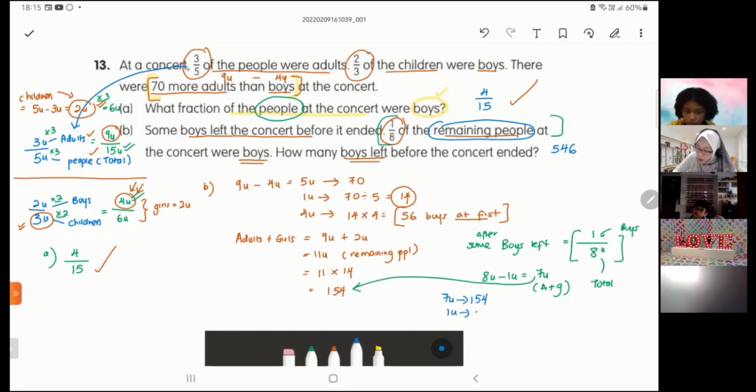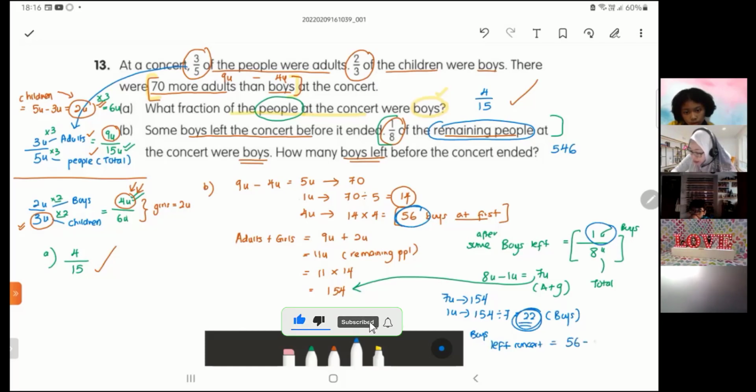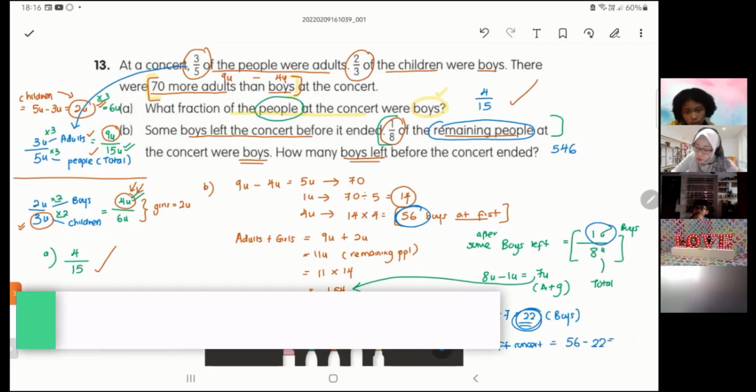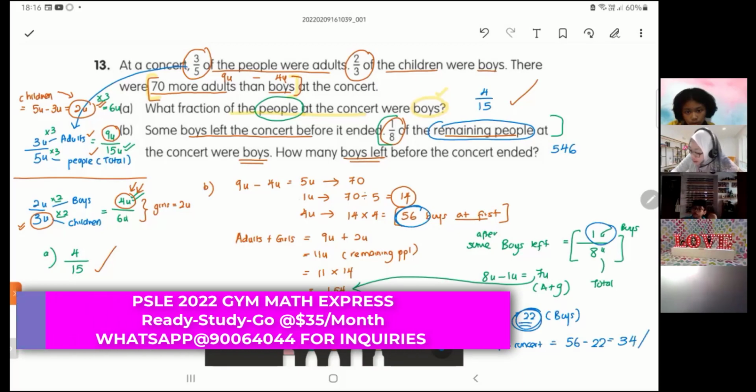1 unit is 154 divided by 7, and I get 22 boys. I want to find boys, right? There, boys is 1 unit. Is that what I want? No, this is the boys left over. But just now the boys were 56. Now the boys become 22. How many left? Boys left the concert equals 56 minus 22 equals 34 boys left.